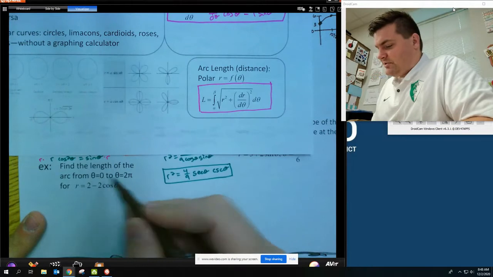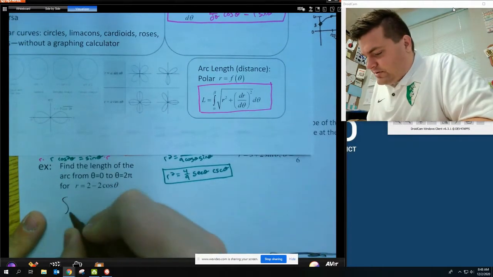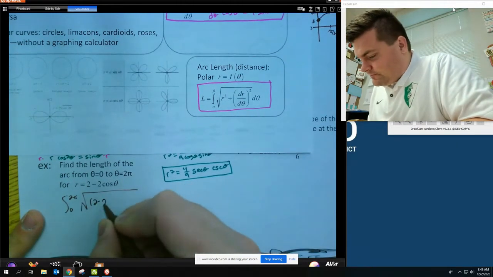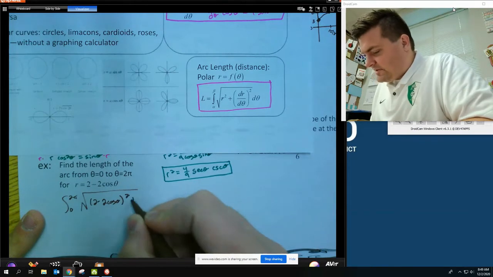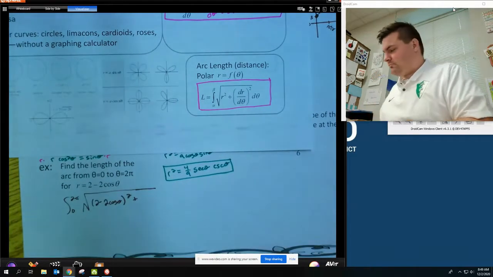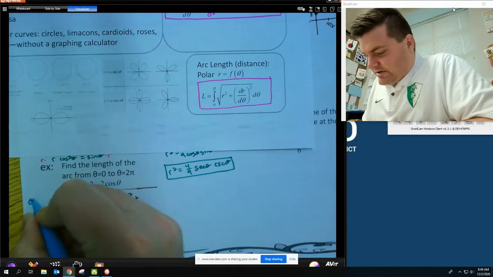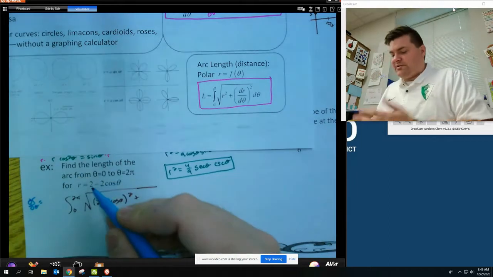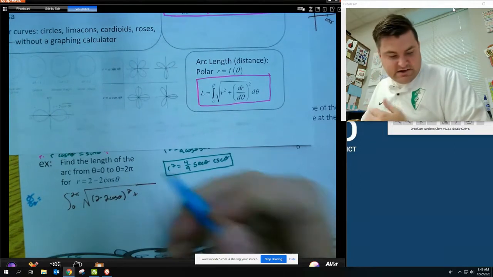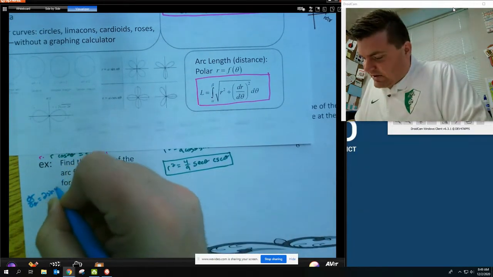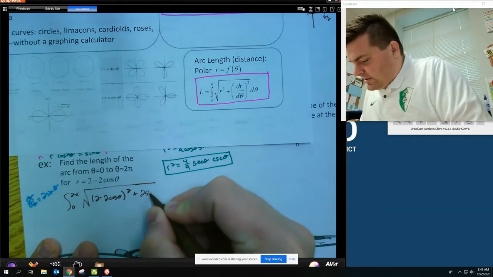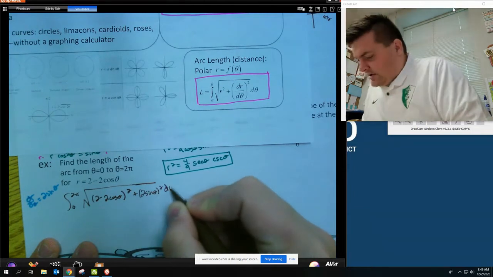So I have my two angle measures, so it's going to go from 0 to 2 pi, square root of r squared, which I have, square it, plus dr d theta squared. So I'm going to take the derivative of this with respect to theta. It's not a big deal. A little bit of side work here. So dr d theta is going to equal, well, derivative of 2 is nothing. And then negative 2 cosine, that's going to turn into a positive 2 sine. So I'm going to get 2 sine theta. So dr d theta is 2 sine theta, and that's going to be all squared d theta.